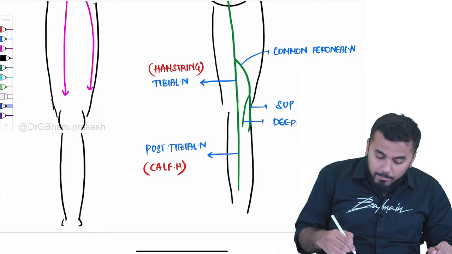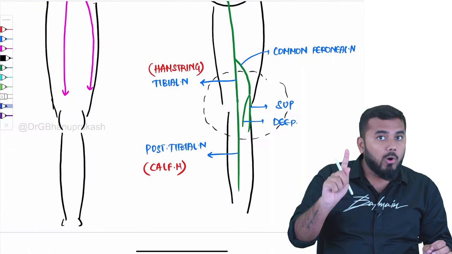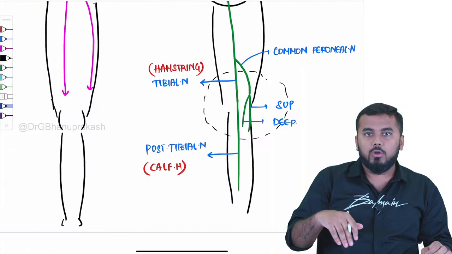So back of the thigh, just behind your knee, whatever area you have, it means this one, isn't it? This region is called the popliteal region, not popliteal fossa. Popliteal fossa is a different thing. I mean, it is deep inside. But region wise, if I'm talking, this is called popliteal region, where you have popliteal fossa.